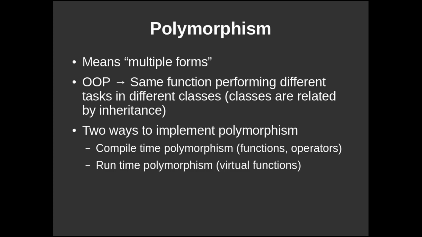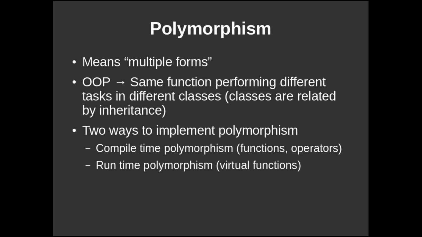We can implement polymorphism in two ways. One way to implement polymorphism is by compile time polymorphism. In this case, we will have different implementation of the same function in different classes, or different operators are implemented in different classes. So the operator will be the same, but in different classes the operator will perform different operations. On the other hand, the same function in different classes may perform different tasks.